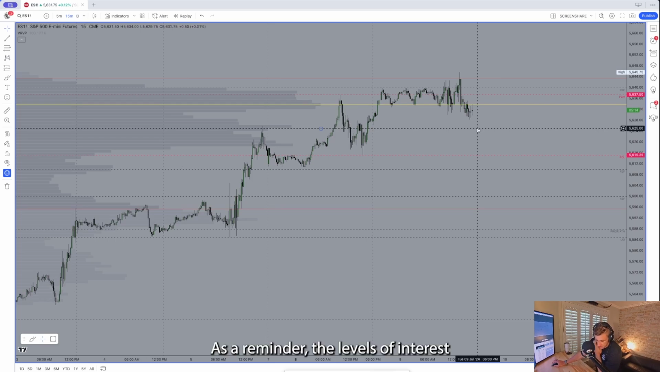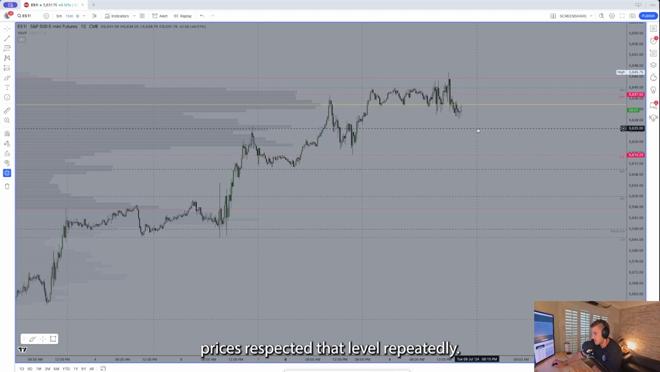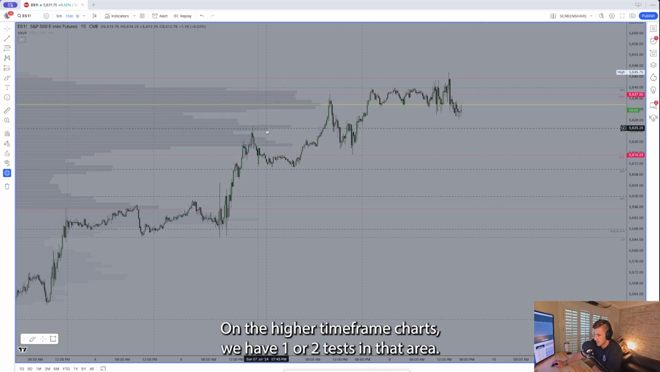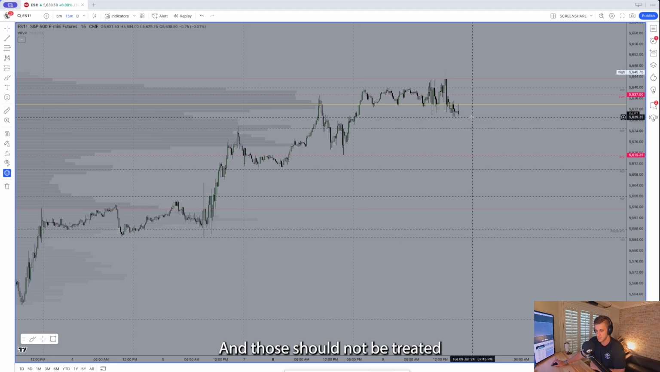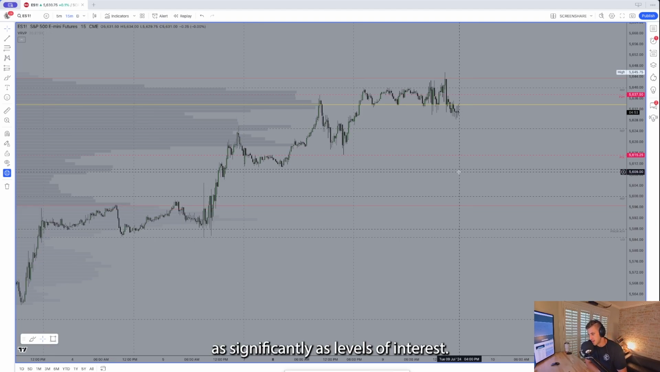As a reminder, the levels of interest are areas where price has respected that level repeatedly on the higher time frame charts. We have 1 or 2 tests in that area. Price is at all-time highs, no real structure, just purely reference points. And those should not be treated as significantly as levels of interest.